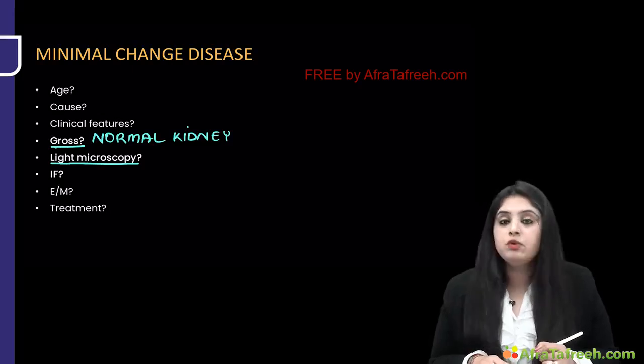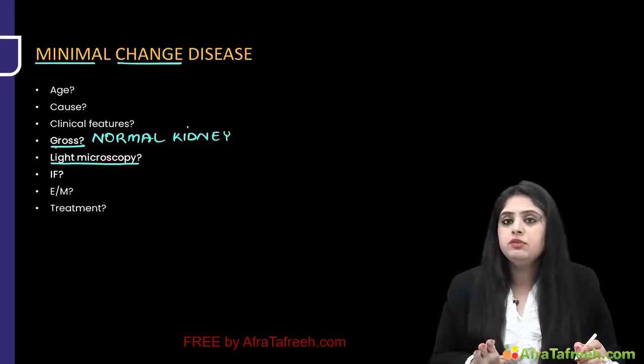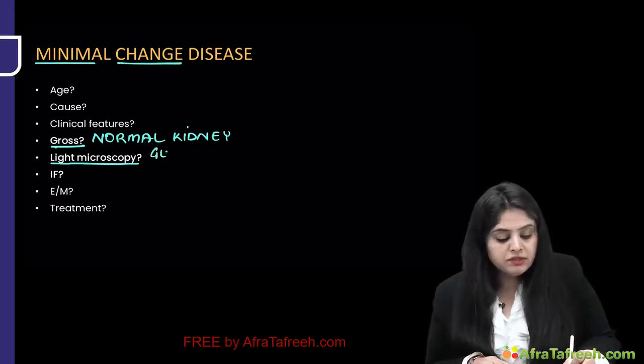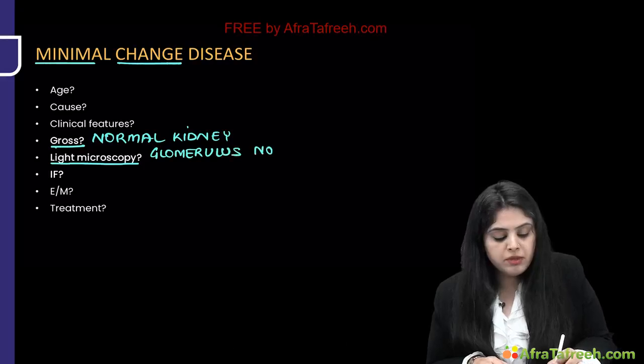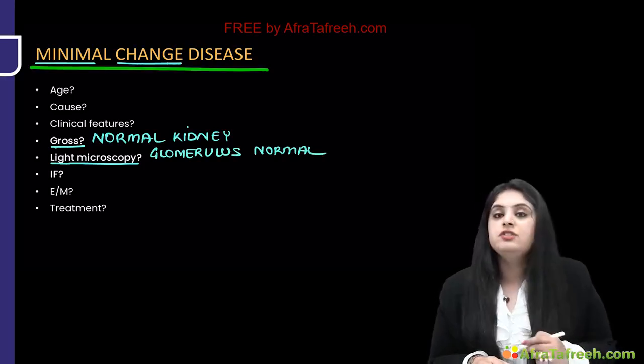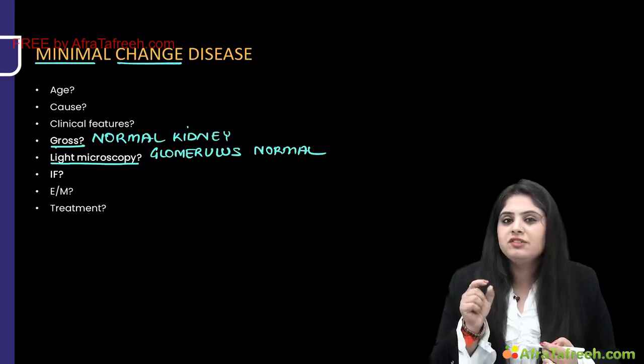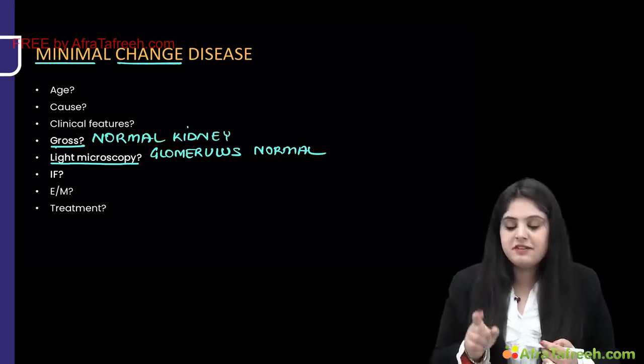On light microscopy, again, why did I call it minimal change? Because hardly am I going to see any change. The glomerulus is going to look totally normal. Then if everything is normal, I should have called it no change disease. I should have just labeled it as no change disease. Why am I calling it minimal change? Something minimal, minute must have happened.